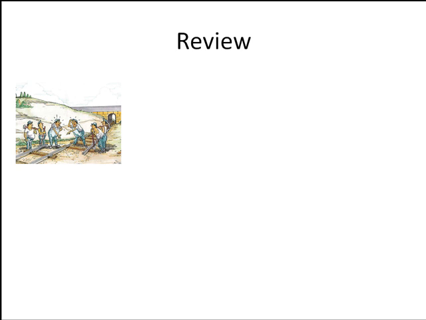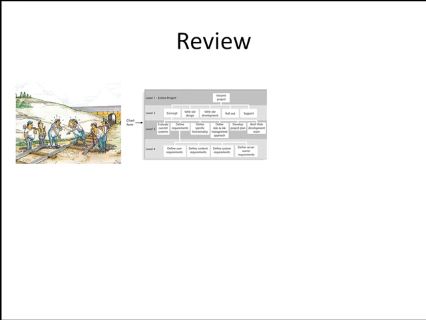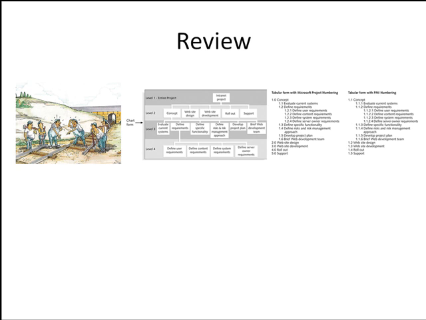A work breakdown structure is a deliverable-oriented grouping of the work involved in a project that defines the total scope of the project. Here's the WBS in chart form. It shows graphically how the work is distributed in a graphic format. Here it is in tabular form. It shows in outline form how the work is distributed.